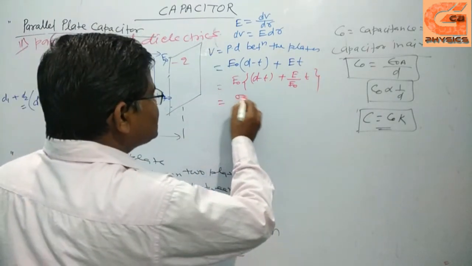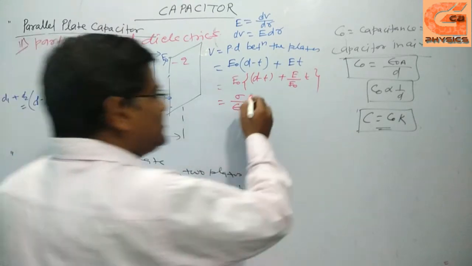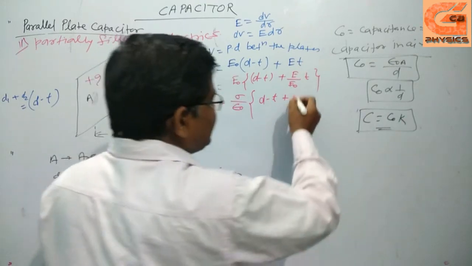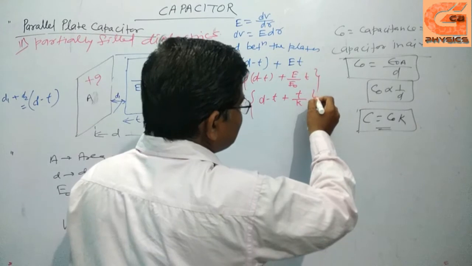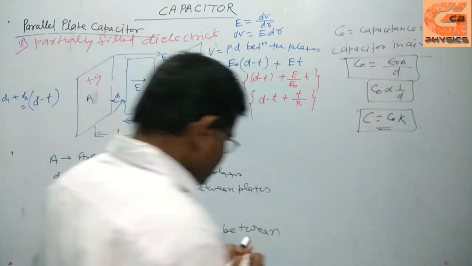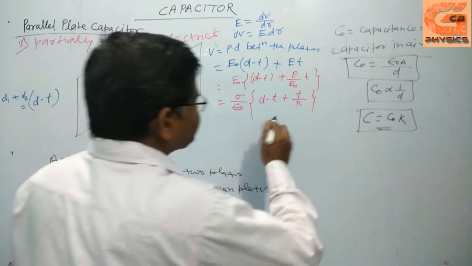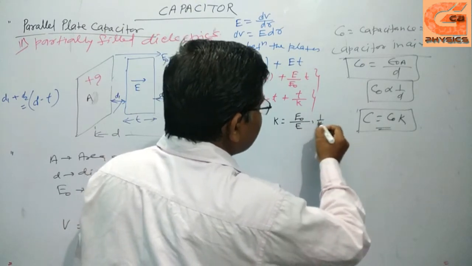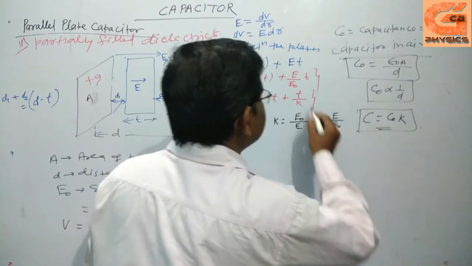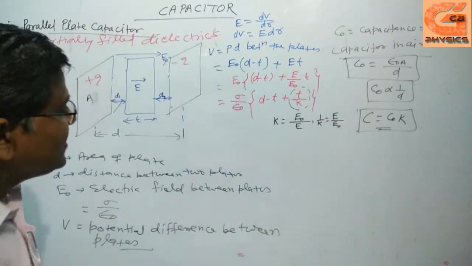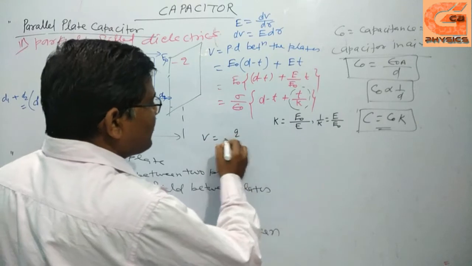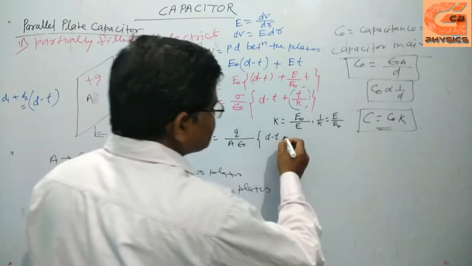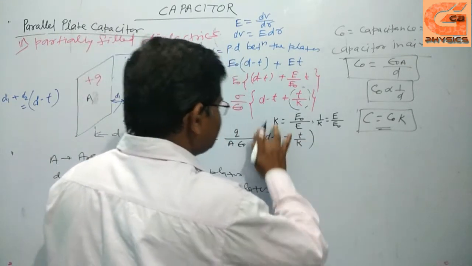Then E naught is sigma by epsilon naught, and this is D minus T plus 1 by K. As you know, I am using here the relation K equal to E naught by E, then 1 by K equal to E by E naught. Then V equal to Q by A epsilon naught times (D minus T plus T by K). Just this relation.